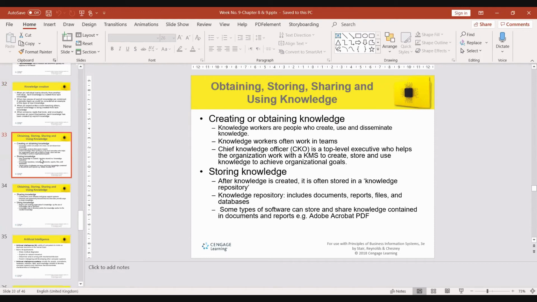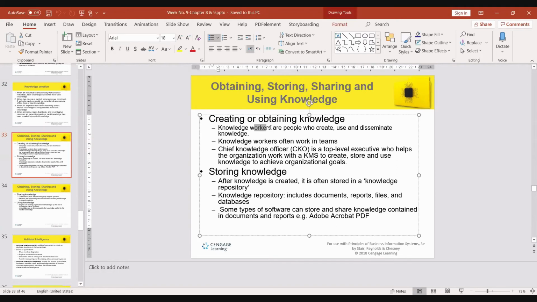So next we have obtaining, storing, sharing, and using knowledge. Once the knowledge is created, then you need to store it. So creating or obtaining knowledge, what are the things involved in it? Knowledge workers are people who create, use, and disseminate knowledge. So remember, we are creating a system here. We are discussing a knowledge management system, the information system that gives you the knowledge about the organization. So how to create that system? You need to know the different types of information like tacit and explicit.